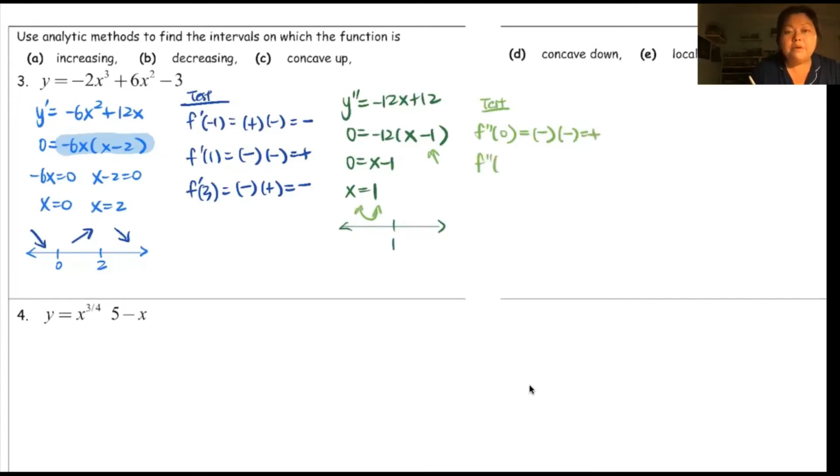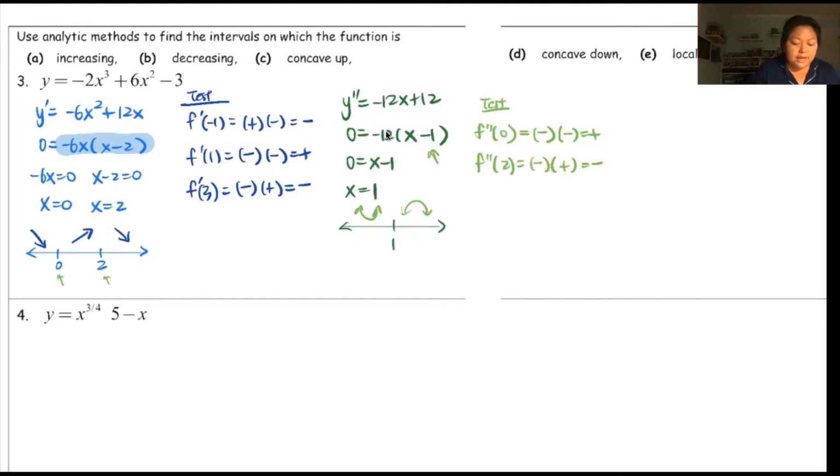At double prime, I want to pick a number that is to the right of the 1, so 2, right? So if I plug in 2, and now using this equation right here, that's negative 12, and 2 minus 1 is positive, so that's negative, so it's going to concave down. Now, what is even better is that 0 and 2 are my extrema. They were my extremas from here.